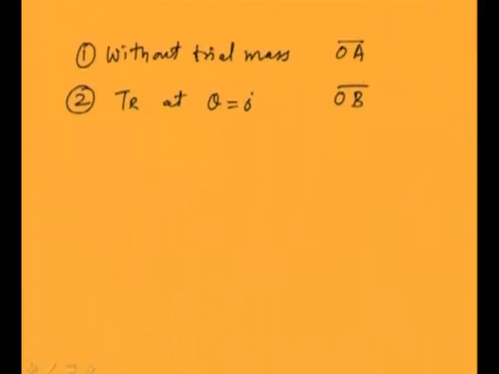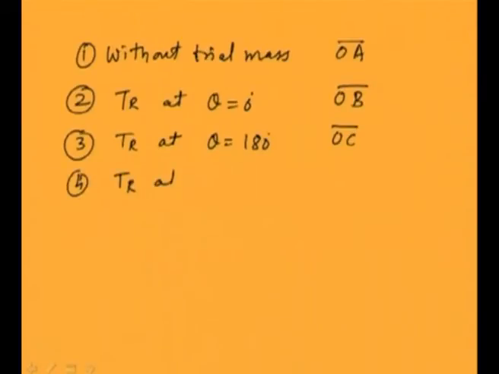Without trial mass, let us say it is OA. Second is trial mass at theta equal to 0. Let us say this is OB. Third is trial mass at theta equal to 180 degrees. Let us say it is OC. And fourth is trial mass at theta equal to 90 degrees. This is OE.